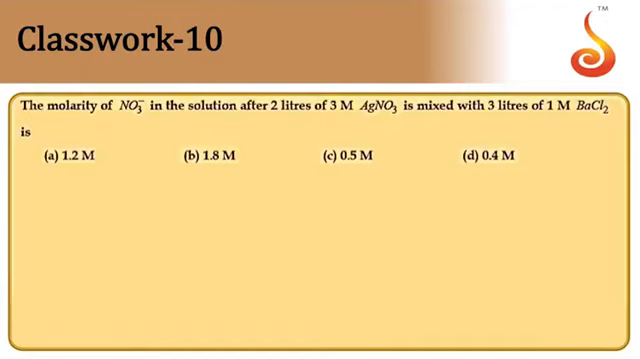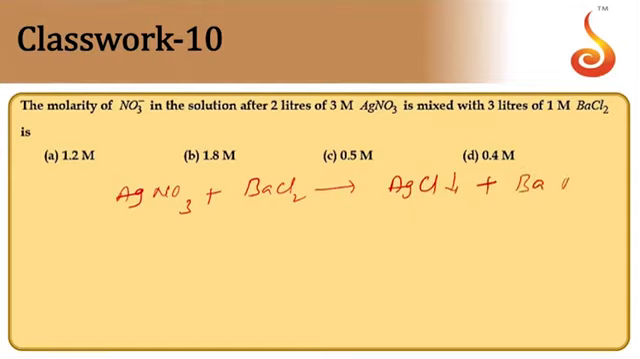When you take the reaction between these two, say AgNO3 plus BaCl2, it forms AgCl precipitate plus Ba(NO3)2, taken twice. So this will be 2, this will be 2 then. Now the number of moles of AgNO3 taken: 2 liters, 3 moles, so 2 into 3, 6 moles of AgNO3 is there. Number of moles of BaCl2: 3 into 1, so 3 moles of BaCl2 is there.